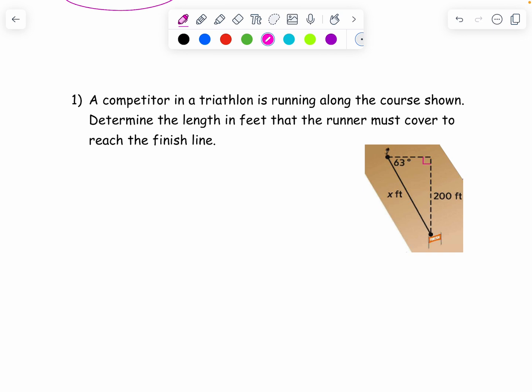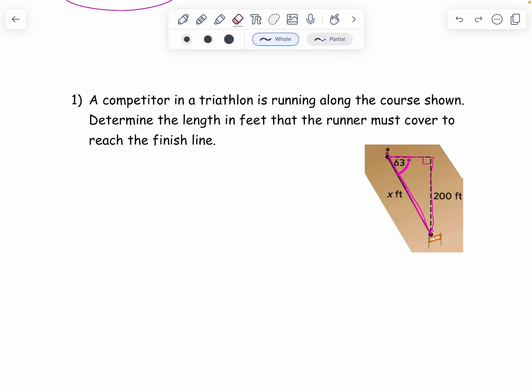So, a competitor in a triathlon is running along the course shown. Determine the length in feet the runner must cover to reach the finish line. All right, so we are having to find this distance right here. So we know that if we created a right triangle out of that, then we have a 63-degree angle here. We know that this distance is 200 feet. We want to find this distance. So really, we're just using trig here in a right triangle.